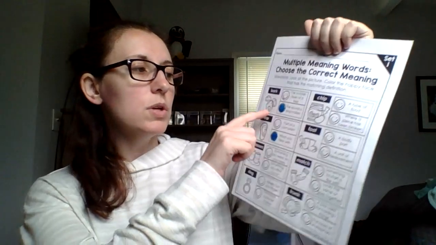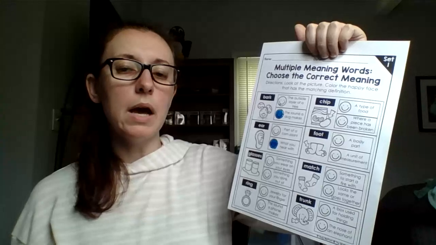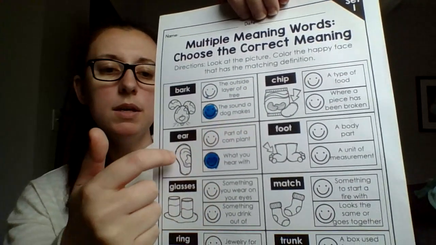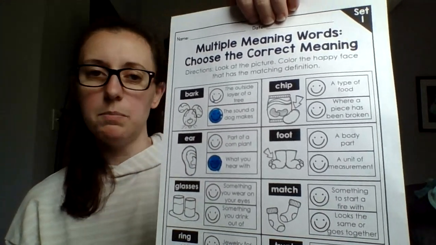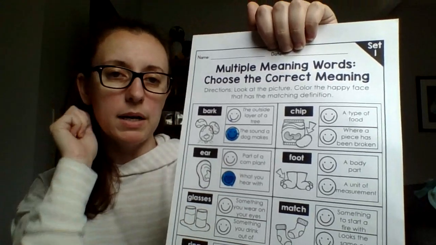Because again, you can clearly see this is not a tree, so it won't be the outside layer of a tree for that definition of bark. And this isn't a piece of corn, so it can't be the ear of corn. It would be your ear on your body.